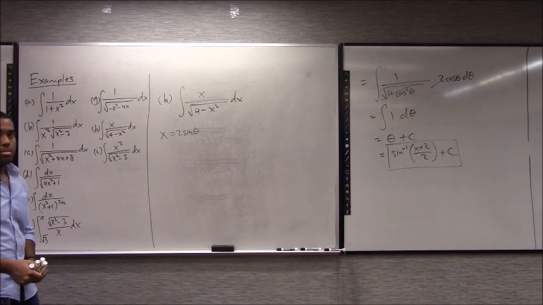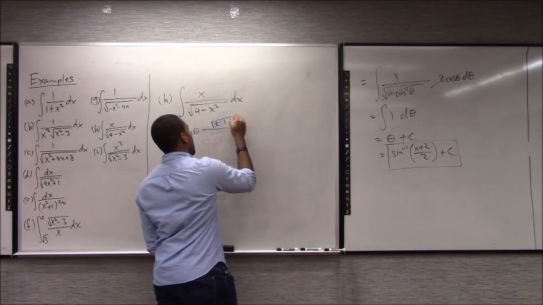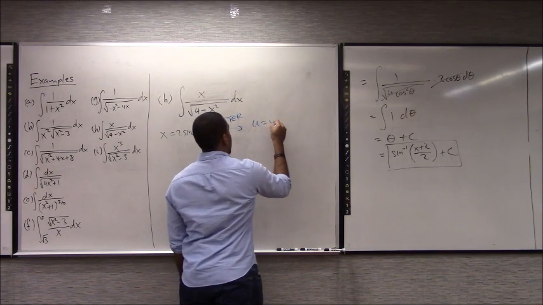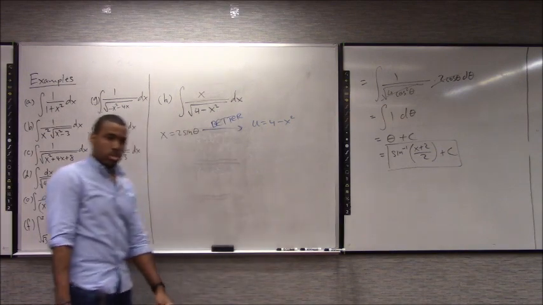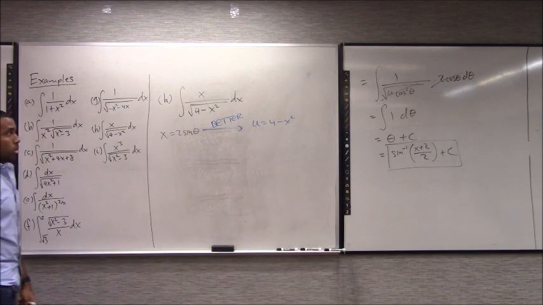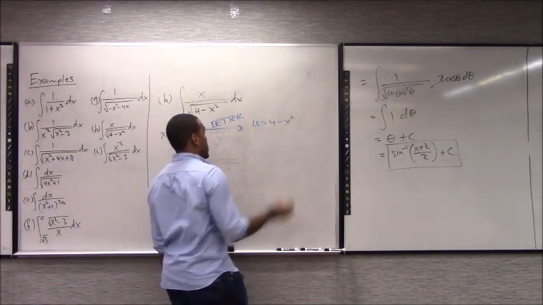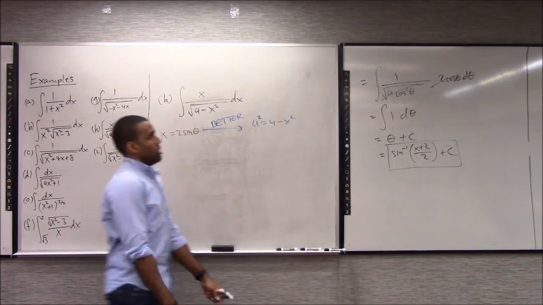You can just use u equals 4 minus x squared. That's better. Just do a regular u substitution. That'll get you to the answer a lot faster in general. If you want to be even faster, you can do that.